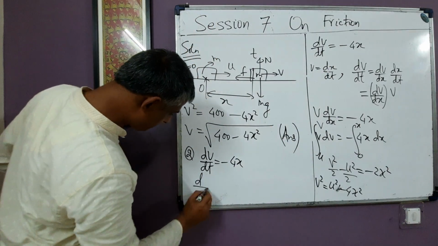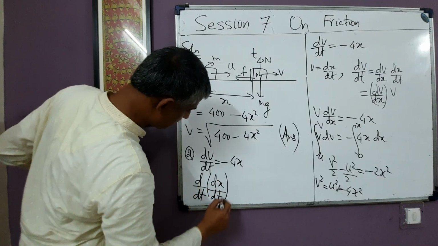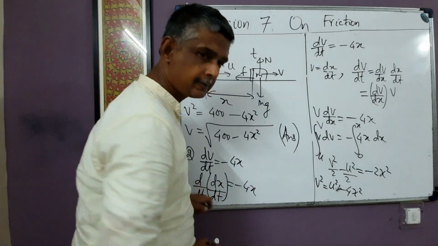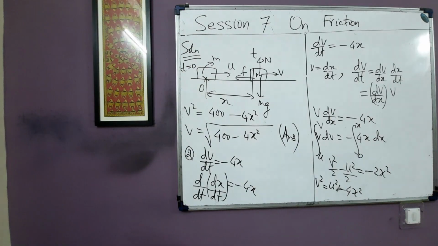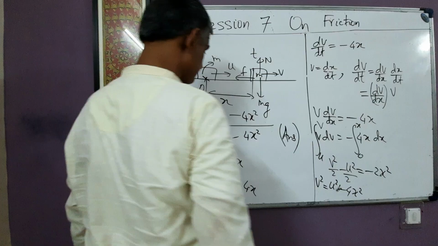So here we get d by dt of dx by dt is minus 4x.